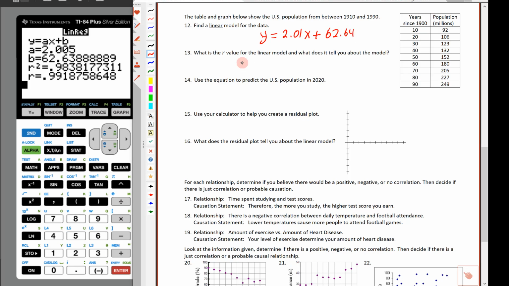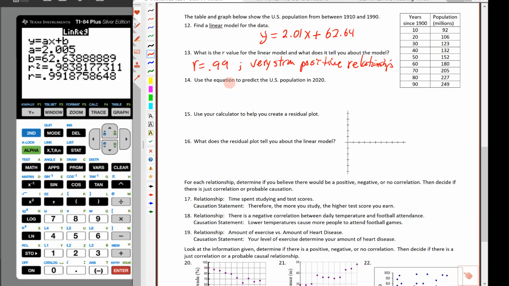The R value, and what does it tell us about the linear model? We'll take a look at this. So R on this one, the correlation coefficient, is 0.99, okay? So what that means is this is a very strong positive relationship, very strong positive relationship between time going by and the population of the United States going up.